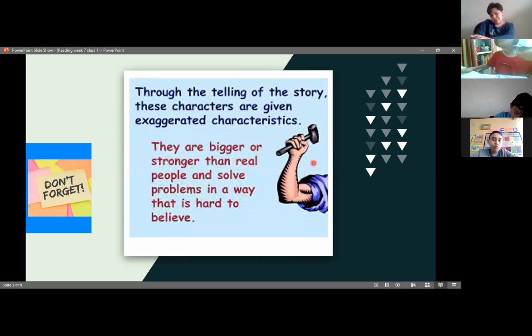Through telling these tall tales, there are some exaggerations, some characteristics that are so exaggerated to believe, that when you are reading, you can have some fun, you can have a good time, but you know that it's not true, that it's not going to happen in real life. They are bigger or stronger than real people and solve problems in a way that is hard to believe. So you know that people cannot be bigger in that way, like the examples in the previous picture, or so strong like John Henry's story.